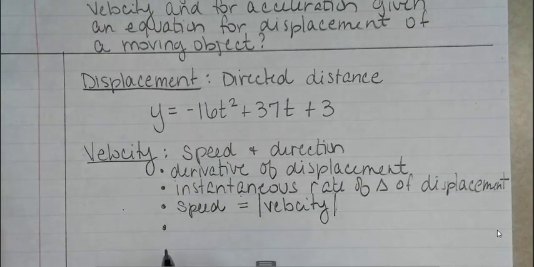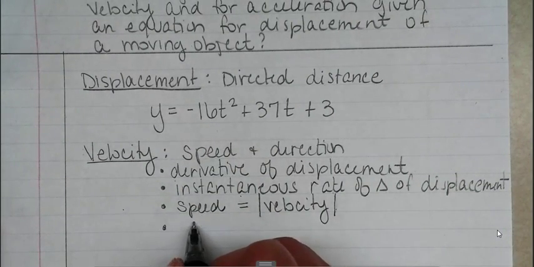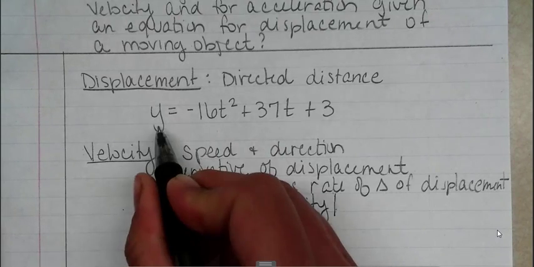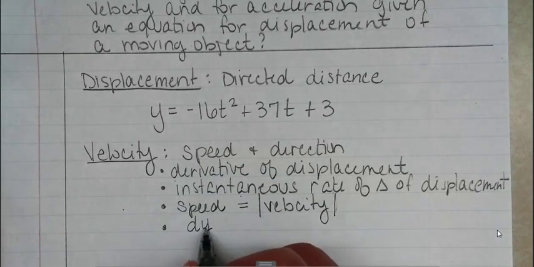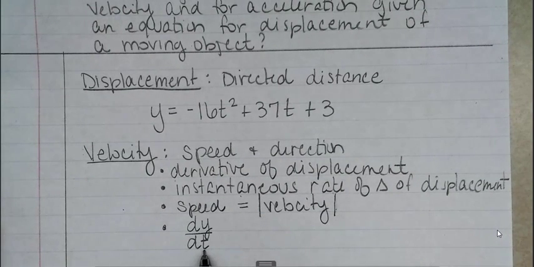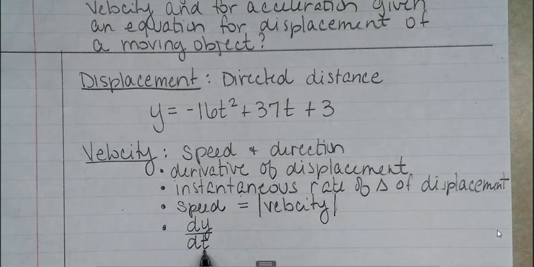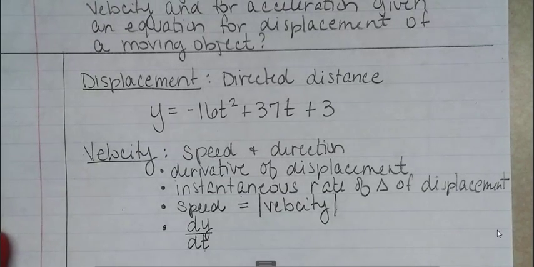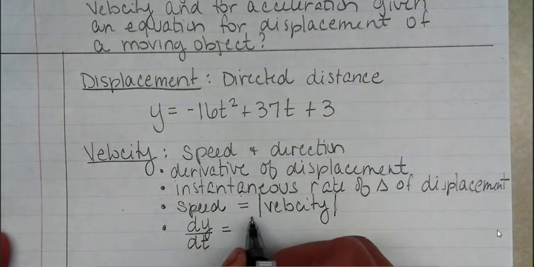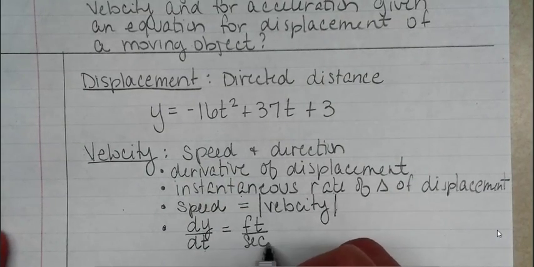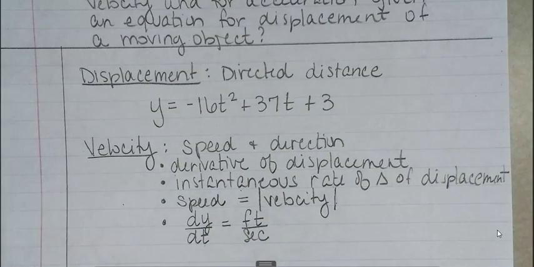To find the velocity, we're going to talk about the derivative of my displacement function, which here is like a y, with respect to time. So when you're taking the derivative now, instead of with respect to x, it's going to be with respect to time. And it's always going to give you some kind of rate or speed, like feet per second.